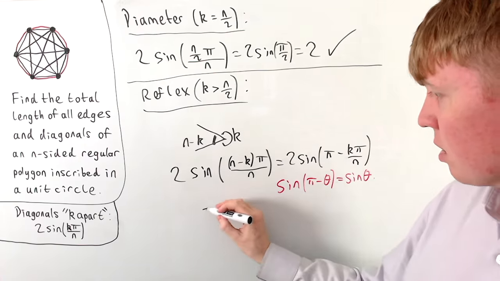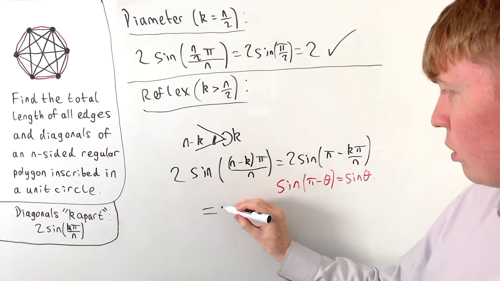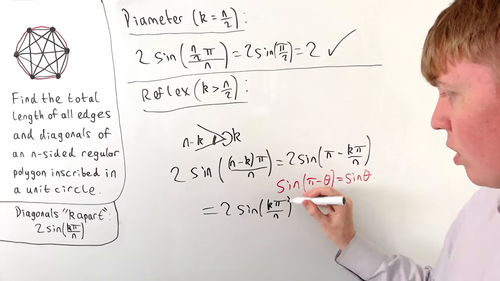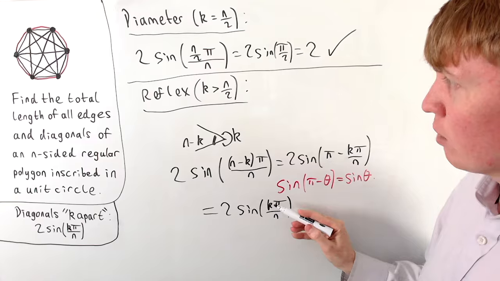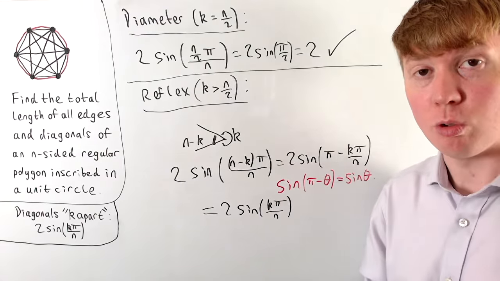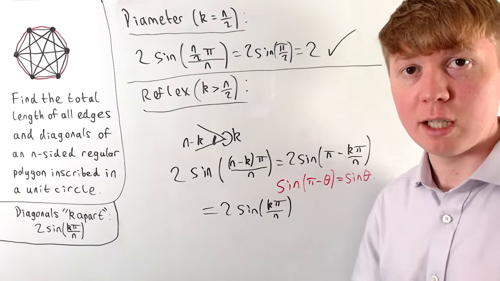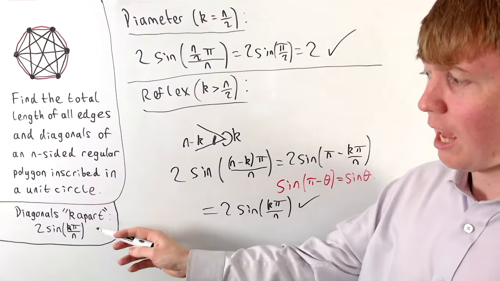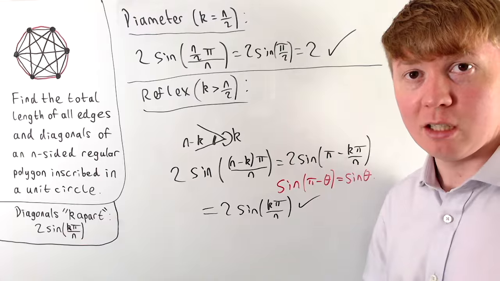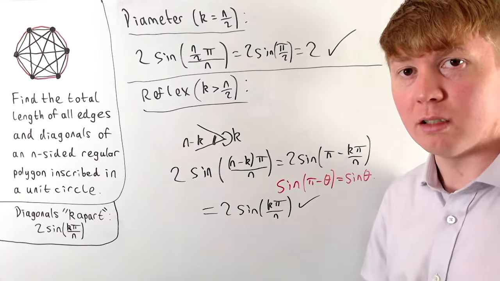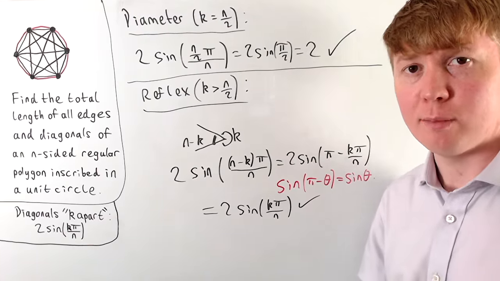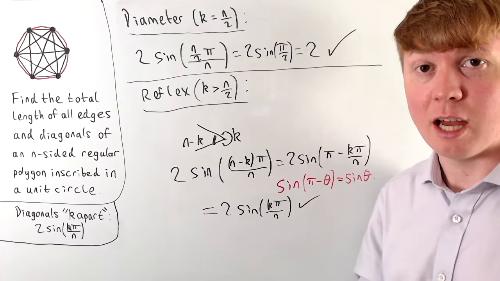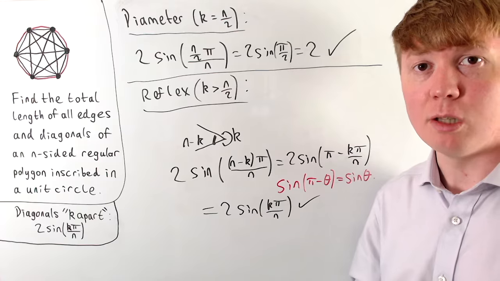So then all of this length is just going to be equal to 2 sine k pi over n once again. So we can actually substitute in values of k which are larger than n over 2, even though this corresponds to a reflex angle, our formula does still work. So this actually works for any value of k from 1 up to n minus 1. So this covers all of our diagonals and all of our edges, never mind the fact that we're doubling up on counting everything twice. We'll deal with this now when we try to add together all of these different lengths.